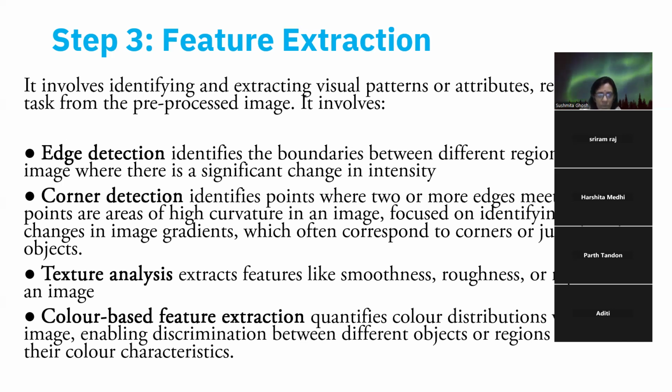So there are few steps here which talk about edge detection, corner detection, texture analysis, color based feature extraction. Color based feature extraction is important for discriminating between two objects, grass and the cat. So the color discrimination अगर वो नहीं करेगा, color based feature extraction, तो वो नहीं कर सकता इस चीज को.